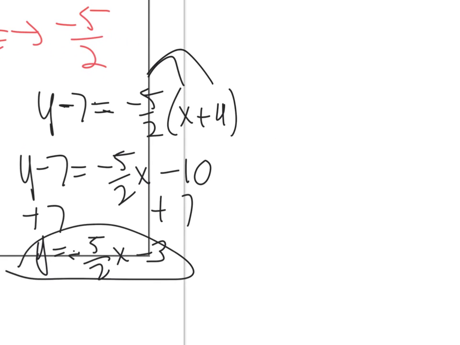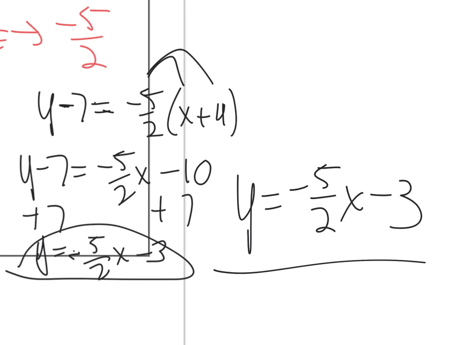If that's a little blocked, I'll rewrite it. y equals negative 5 over 2 x minus 3. There's my answer.